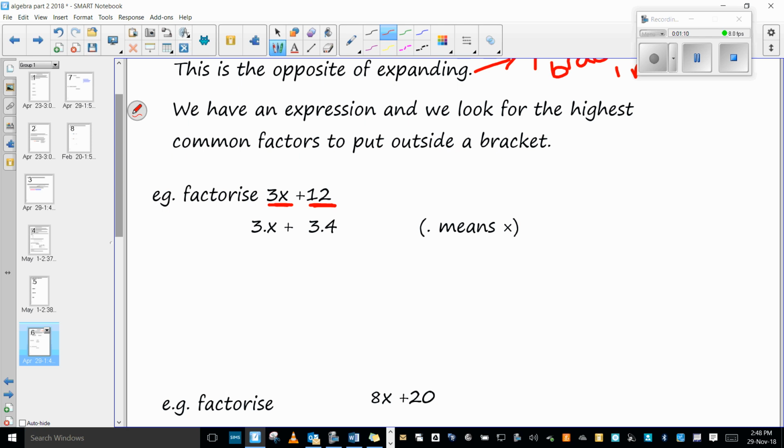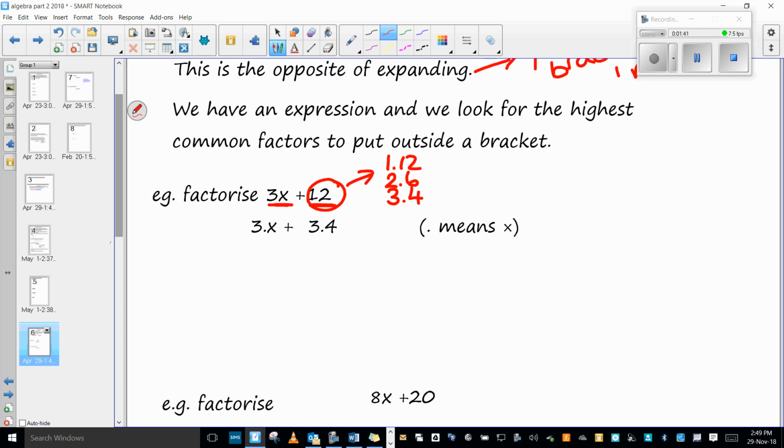Now, 12. There are lots of different ways that I could write the number 12. I could write 1 multiplied by 12, 2 multiplied by 6, 3 multiplied by 4. We're trying to find factors. Remember, factors are numbers that make up something. So the factors of 12 would be 1 and 12, 2 and 6, 3 and 4. Now, I've chosen the factors 3 and 4.